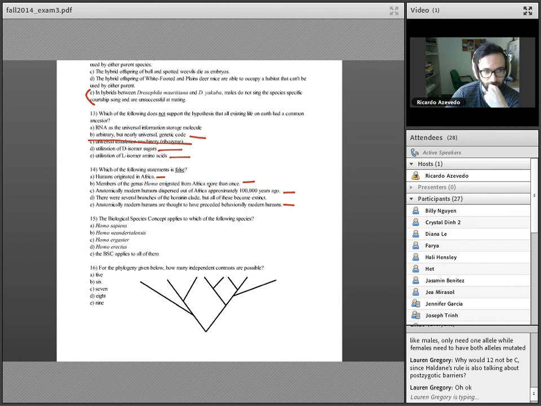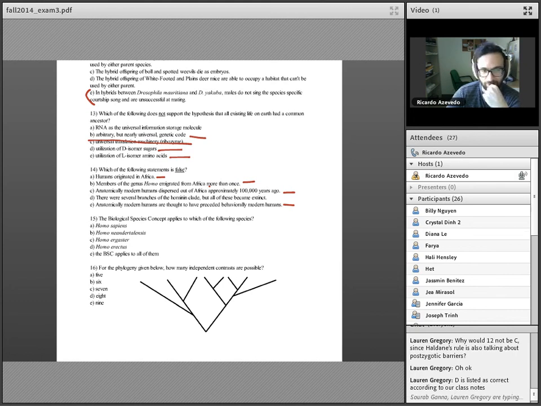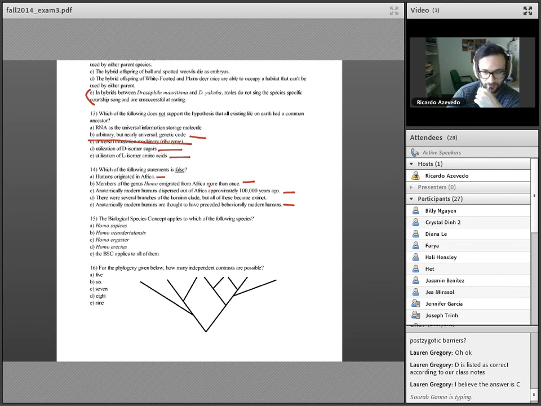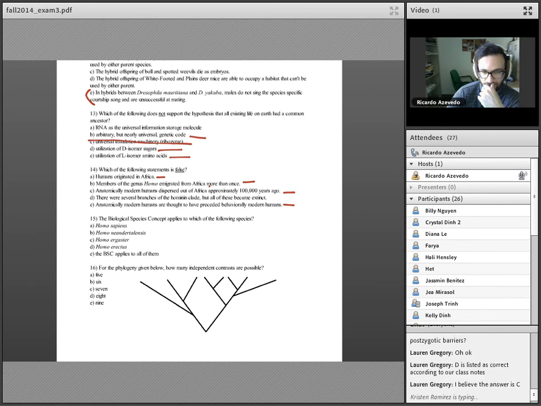Which of the following statements is false? Humans originated in Africa, which is true. We are all Africans. Members of the genus Homo immigrated from Africa more than once. Well, let's leave that there. Anatomically modern humans dispersed out of Africa approximately 100,000 years ago. That sounds about right. Several branches of the hominin clade, all of these became extinct. That's true. At the time there were several, like Homo habilis and Homo ergaster, they used to live together.